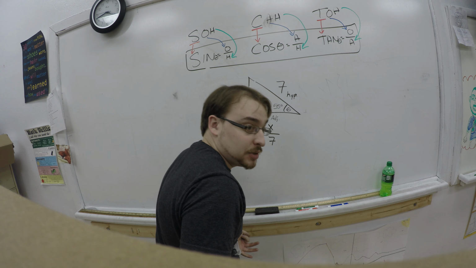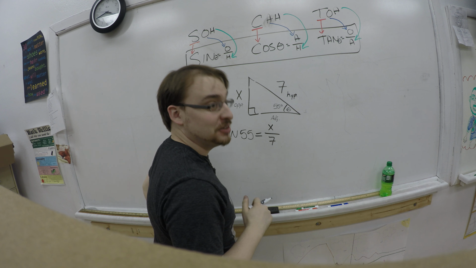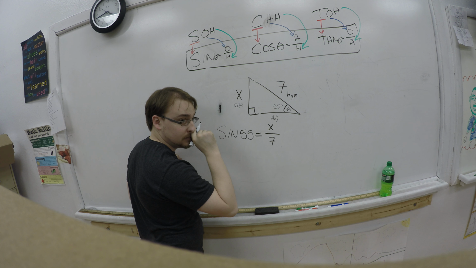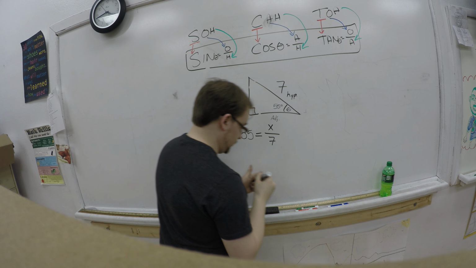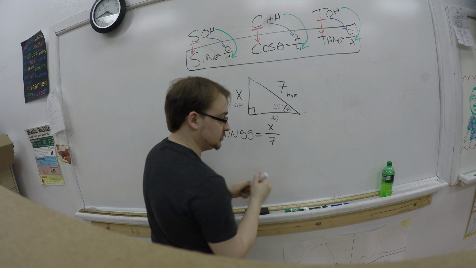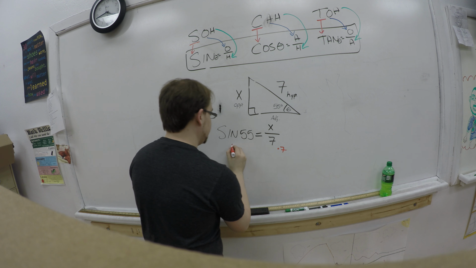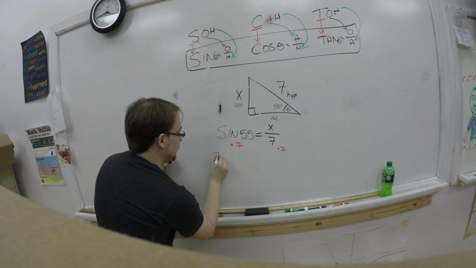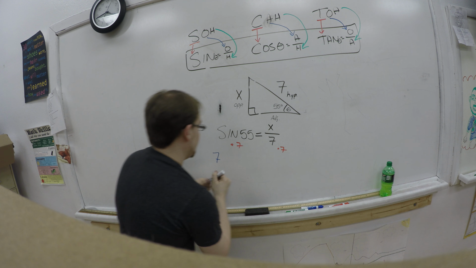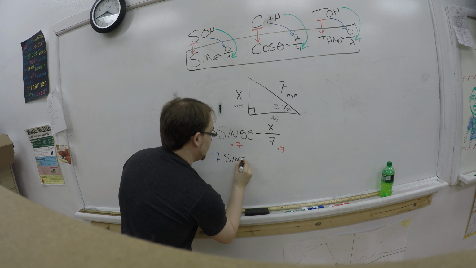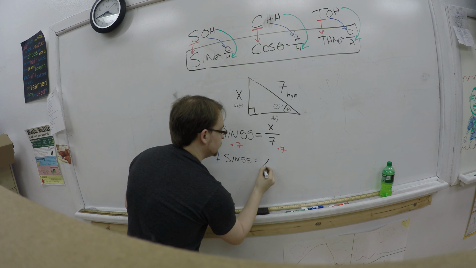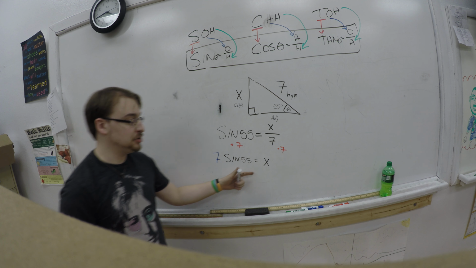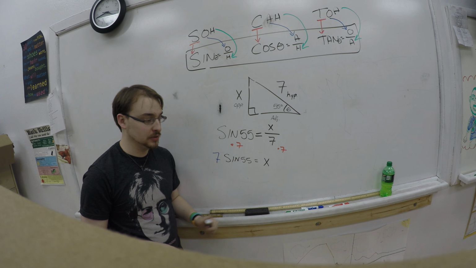Now we can do algebra. We like algebra. Algebra is our friend. We hate geometry. Okay. So how do we get x on its own? Multiply by 7. So we multiply both sides by 7 because it's an equation, right? Got to do it to both sides. Times 7, times 7. And we're left with 7 times the sine of 55 equals x, because these two cancel out, right? Cool. Now you plug this into your calculator and tell me what x equals.